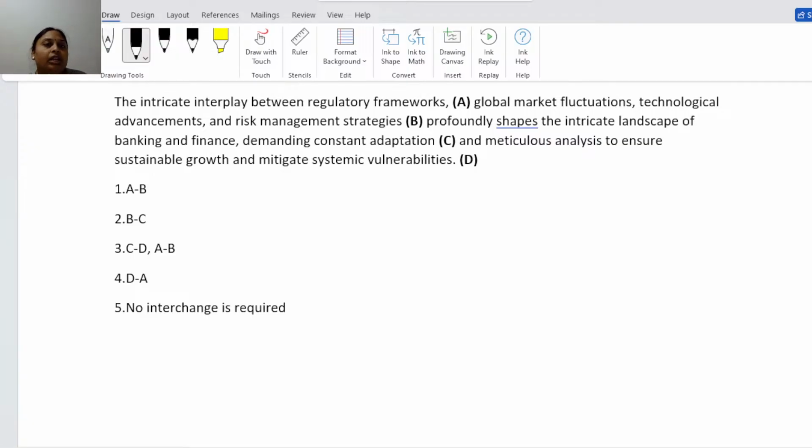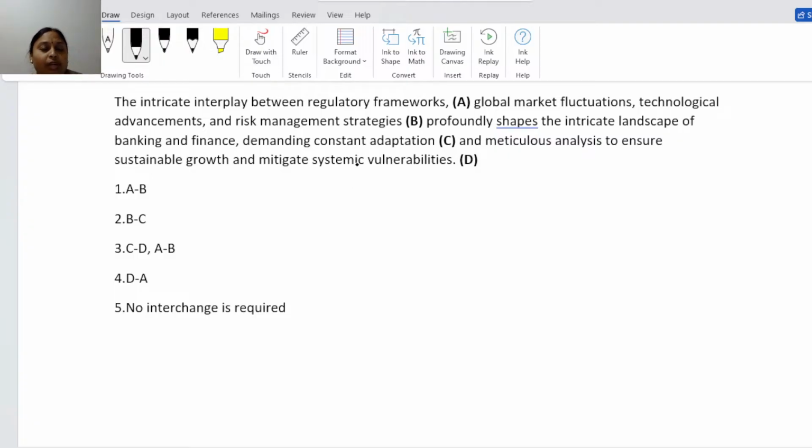So here, the intricate interplay between regulatory frameworks, global market fluctuations, technical advancement, and risk management strategies profoundly shapes the intricate landscapes of banking and finance, demanding constant adaptation and meticulous analysis to ensure sustainable growth and mitigate systemic vulnerabilities.